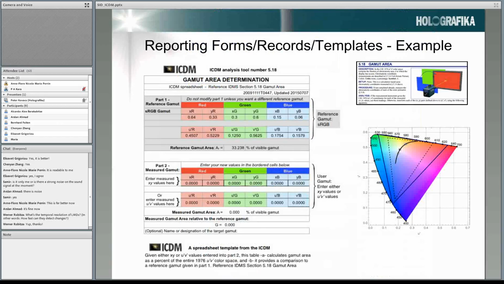Okay, so the IDMS also contains some reporting forms and templates for reporting the results of these measurements, a sample of which you can see here, which is an Excel sheet which will also do some automatic calculations for whoever is doing the actual measurement. So just to make things as easy as possible.